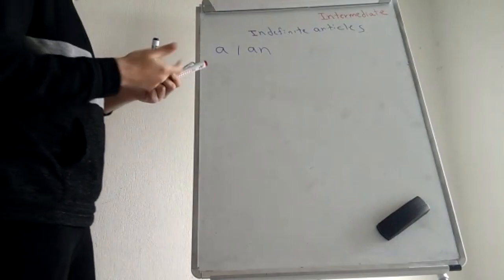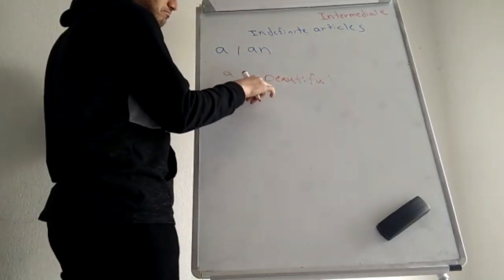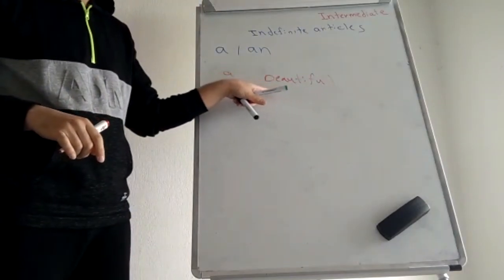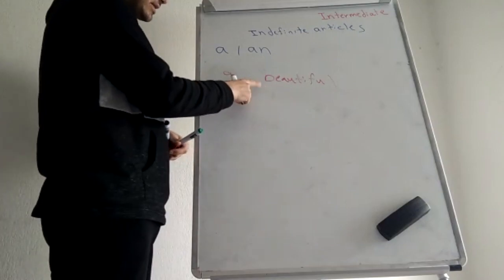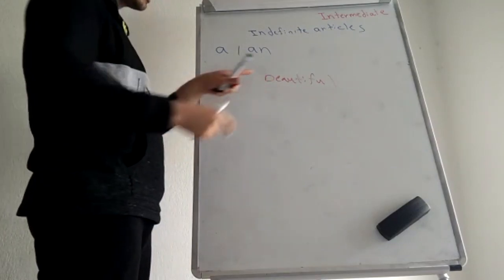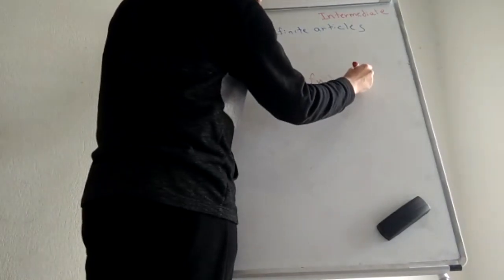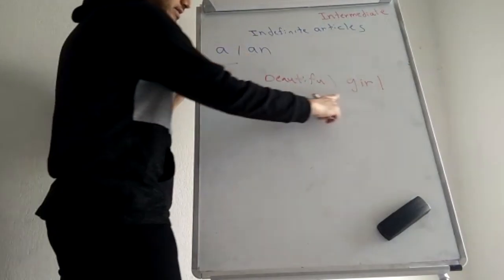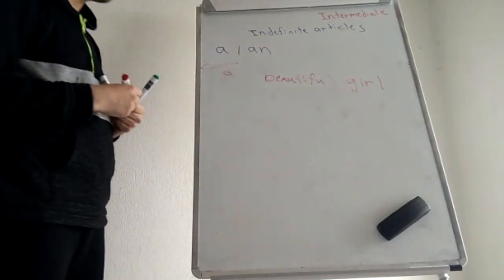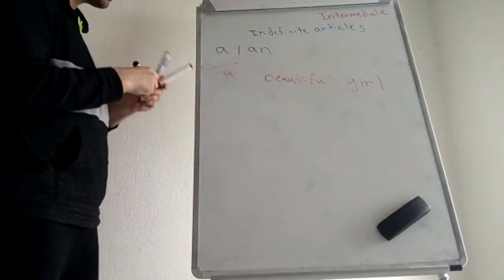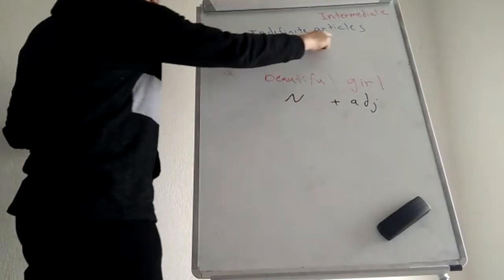Okay, what about adjectives? For example, ugly or beautiful, let's say. Can we say a beautiful? No. Why? Because beautiful is an adjective, so we cannot use a with beautiful alone. So, in this case, can we say beautiful girl? Yes, that's right. Here, the phrase is right. So we can say a beautiful girl. So when we have noun plus adjective, we can use indefinite articles.